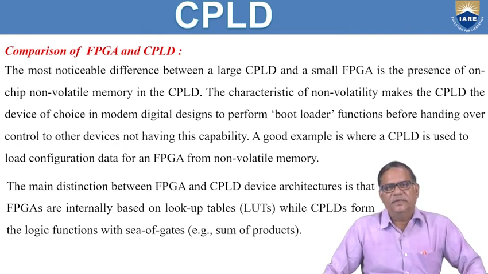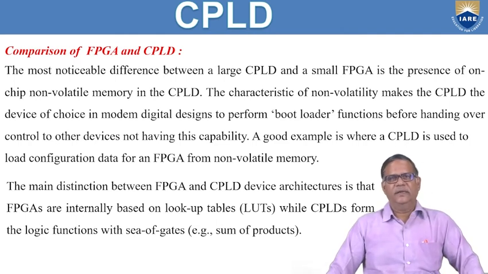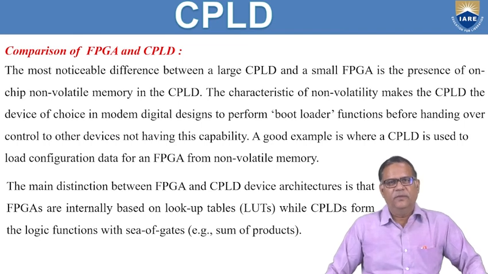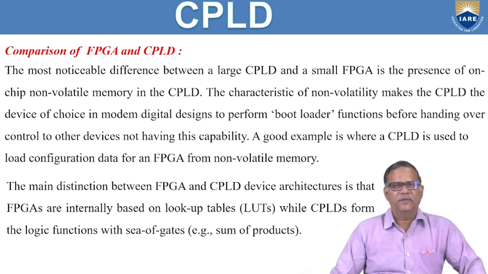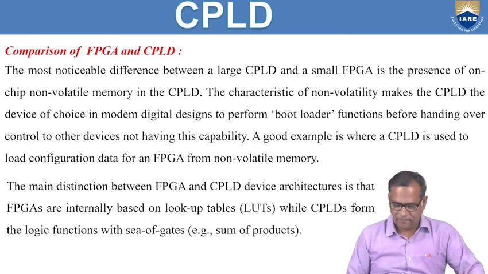And in the case of FPGA, we have seen that you use a PROM outside the FPGA for programming, whereas in CPLD the programming is inside the CPLD itself. So the main distinction between FPGA and CPLD architectures is FPGAs use lookup tables, while CPLDs use programmable array logic devices with AND gates or sum of products.